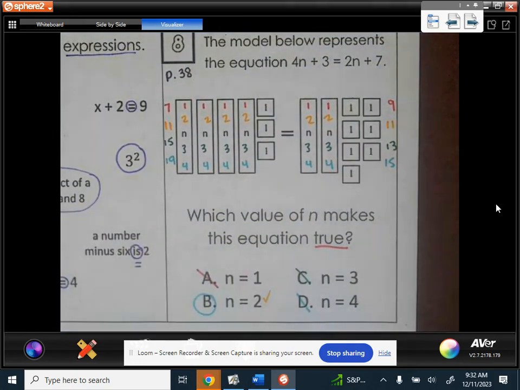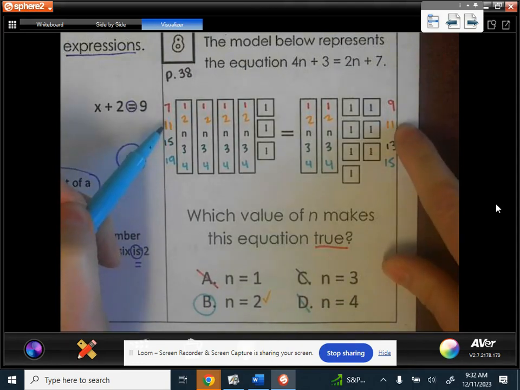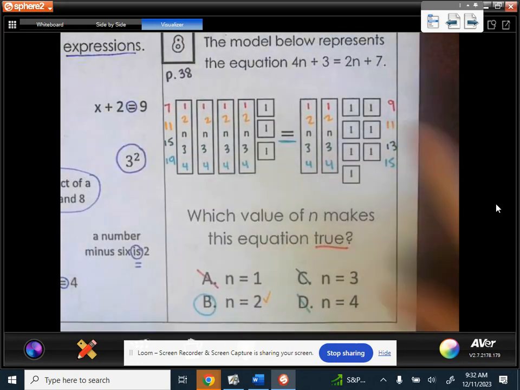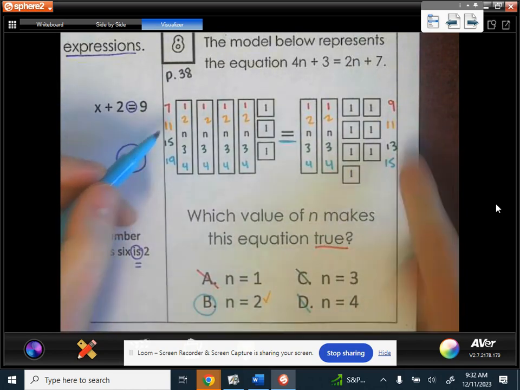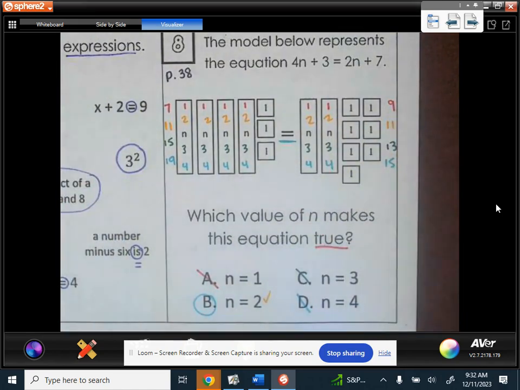So that tells us B was our answer because it's the only one where we got the same thing on both sides. We have this equal sign in the middle, so whichever answer we pick, it should give us the same thing on both sides.